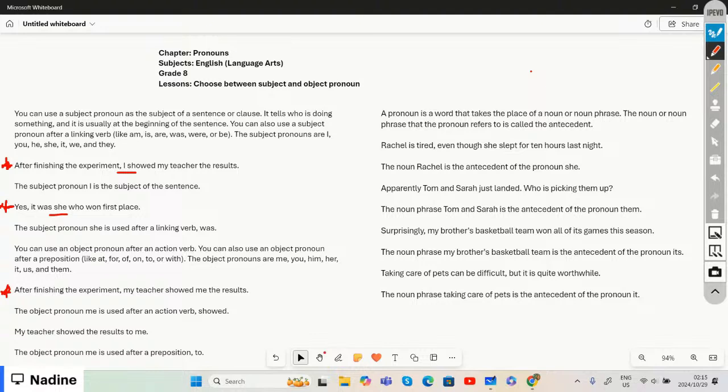If we were to select the object pronoun, then we will say the object pronoun within the sentence is me. Who did they show the results to? They showed it to me. And me is used after an action verb. Here is our action verb, which is showed. The next one says, my teacher showed the results to me.